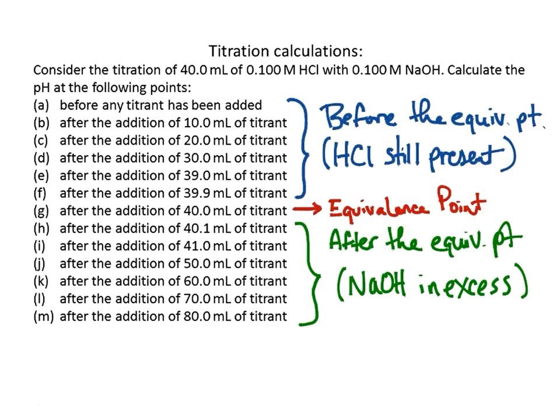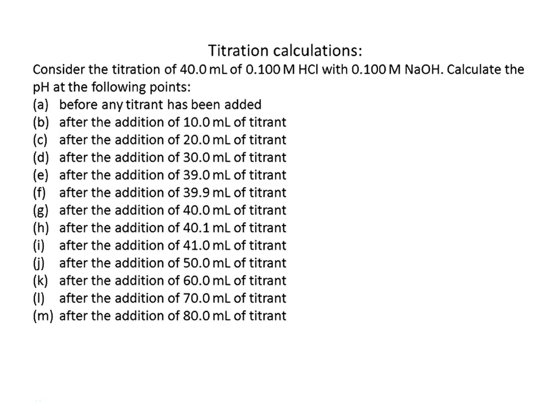So their table is based on this idea that you have some HCl still present early, and then after the equivalence point, you have excess hydroxide. That's why there are two parts of the table.